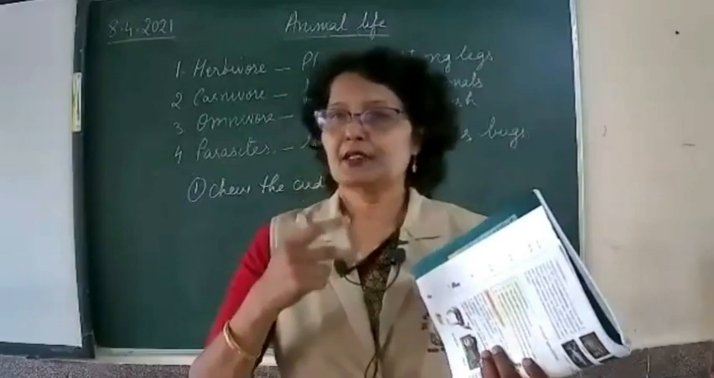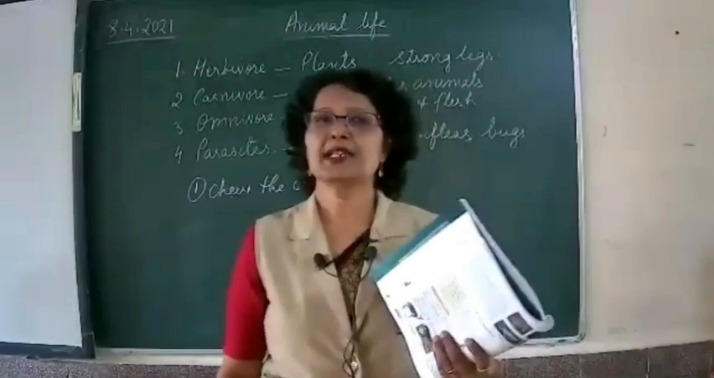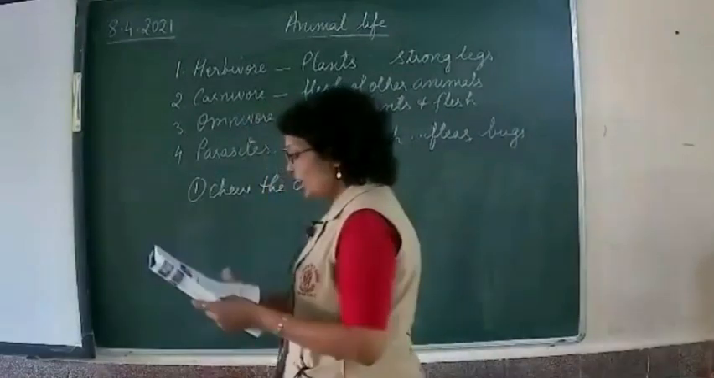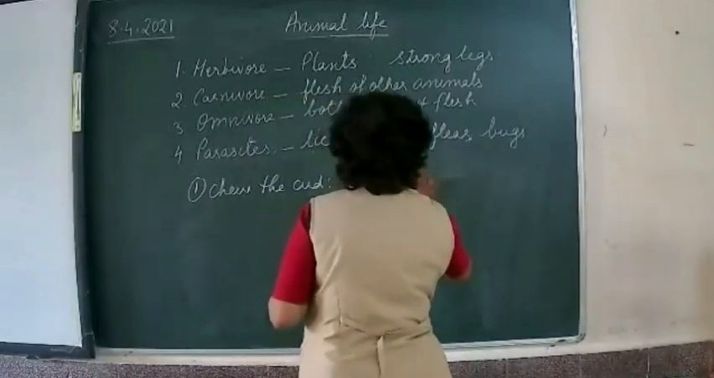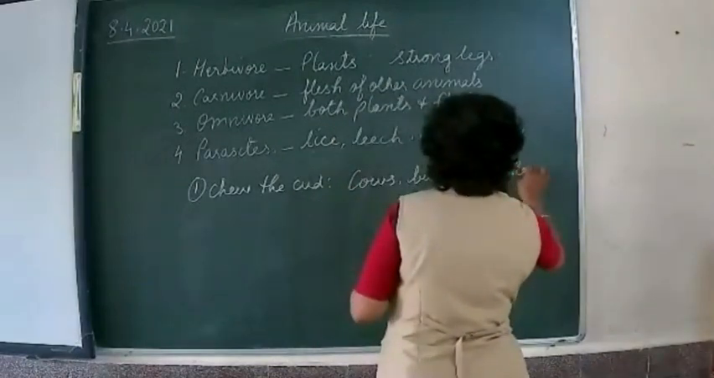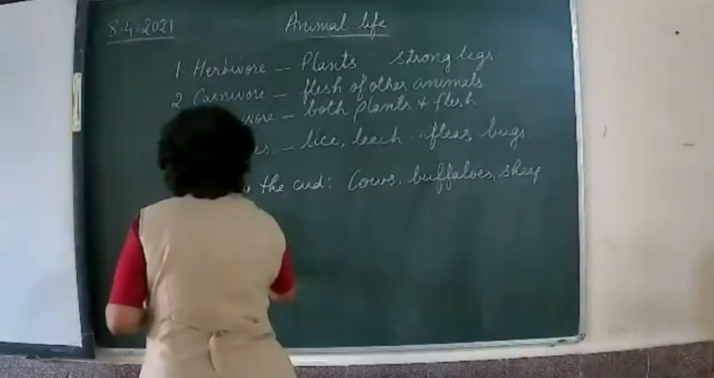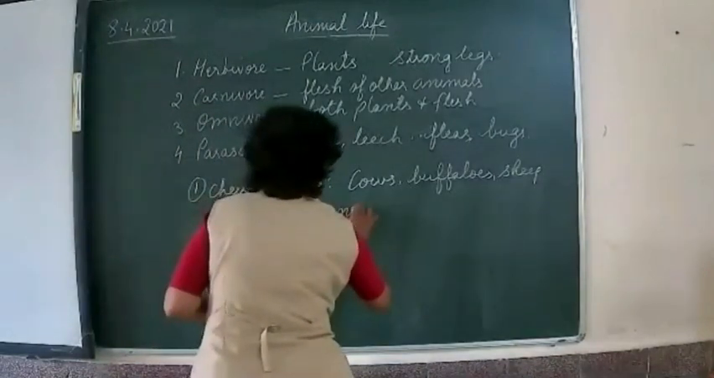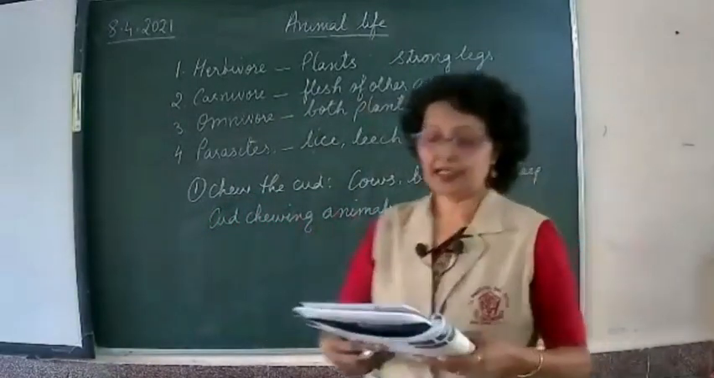Take the example of cow. They swallow the grass. They will not chew it, they swallow it, and afterwards when they are resting, they bring it back again into their mouth and then they start chewing it. So they are called cud chewing animals: cows, buffaloes and sheep. You have to learn the examples of all these animals.